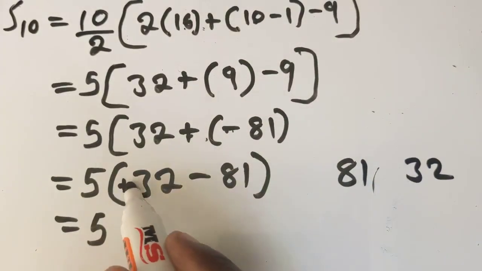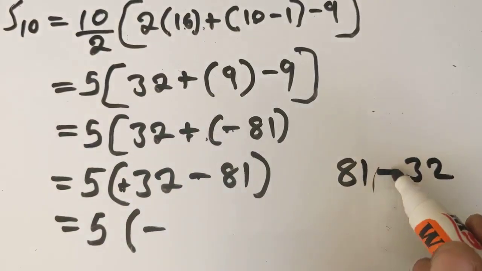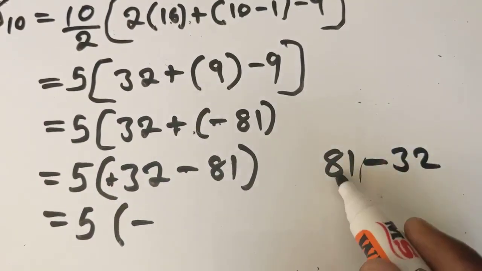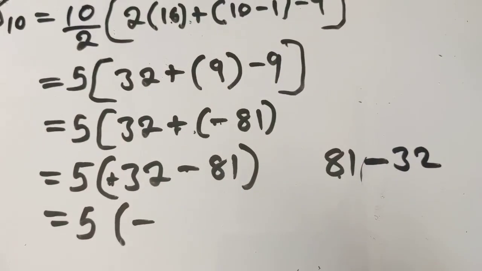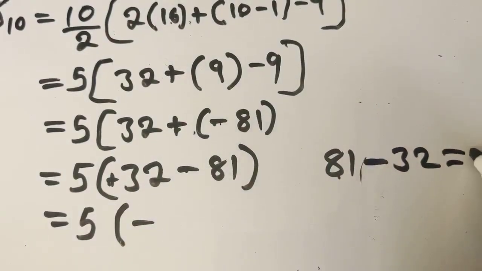Then this is positive, so positive times negative is negative. Then you say 81 minus 32. You find that the answer is 49, like that.